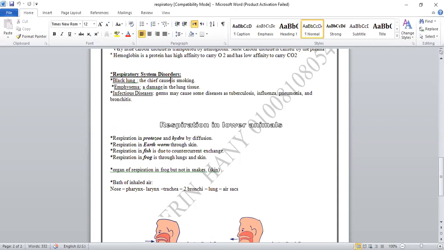respiration in earthworm through skin يعني ال earthworm respires through its skin، ما عندهاش lungs. respiration في الفيش نحفظها بالcounter current exchange. What is counter current exchange؟ الcounter current exchange ده اللي هو ان الووتر بيدخل الجلز اللي هي الخياشيم بتاعت السمكه in opposite direction to the movement of blood in the gills. يعني الووتر بيبقى داخل in opposite direction to the blood in gills.